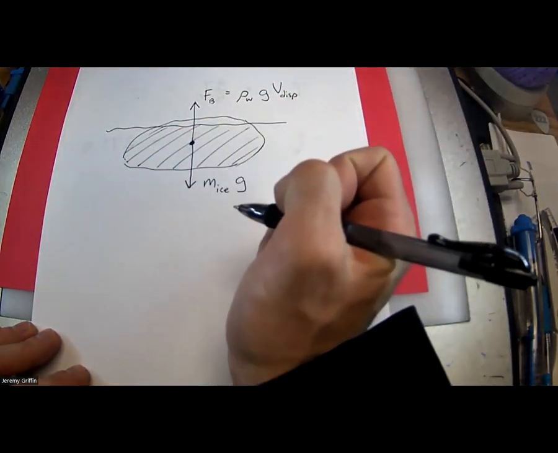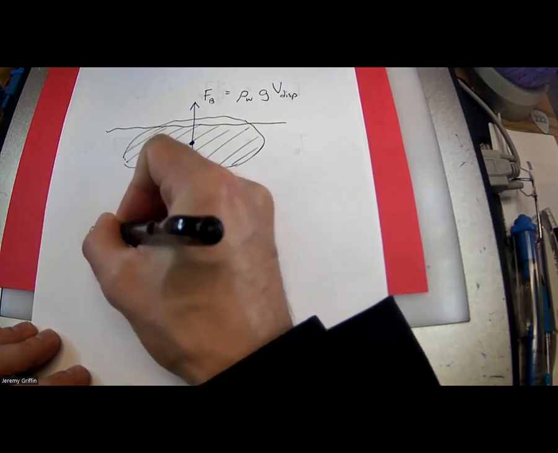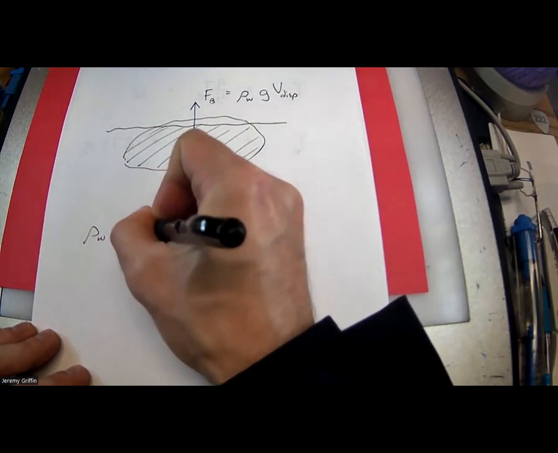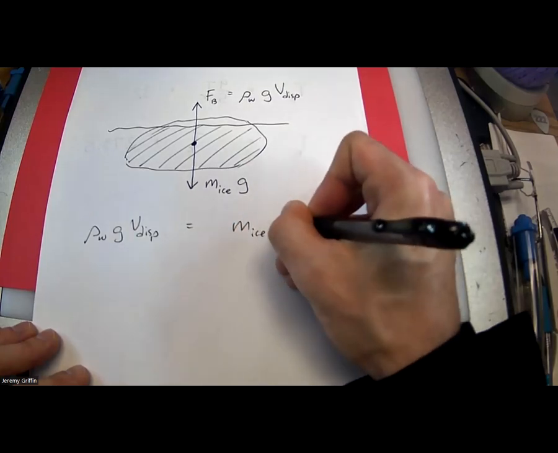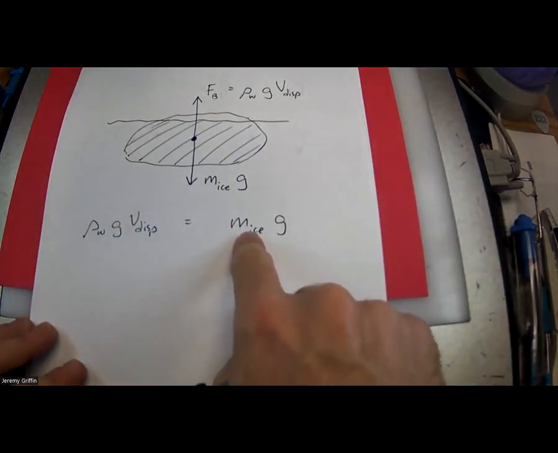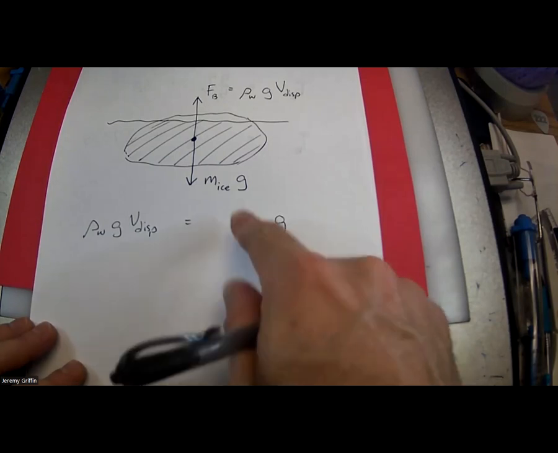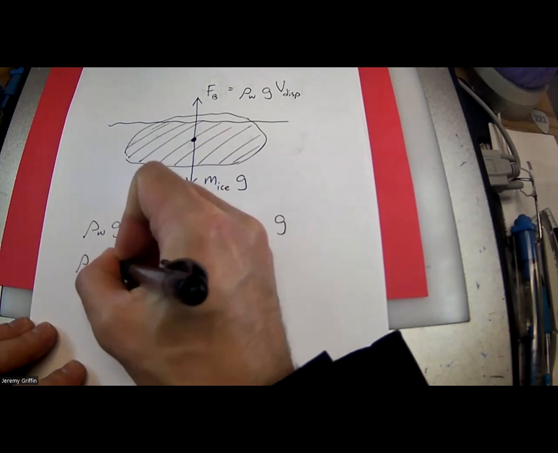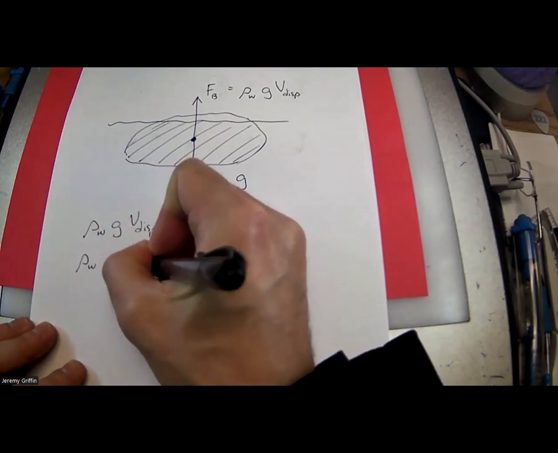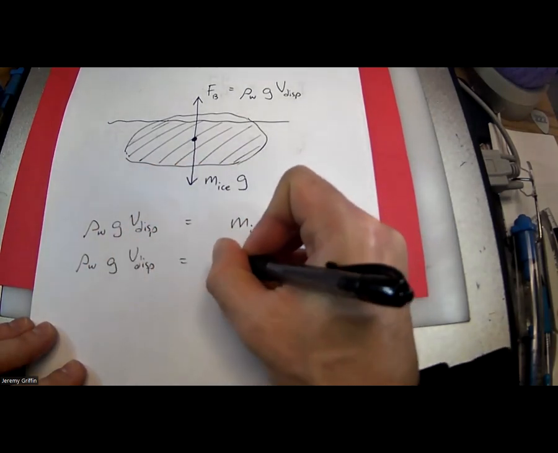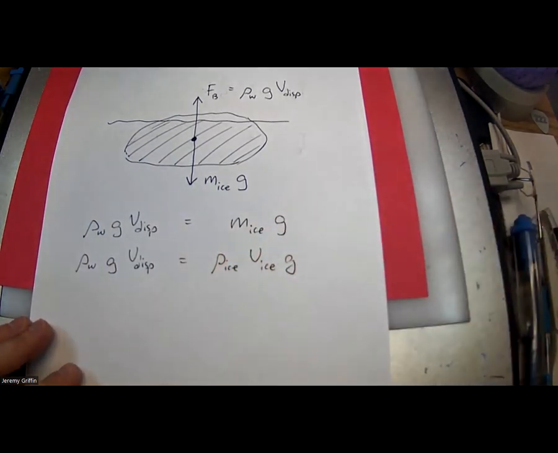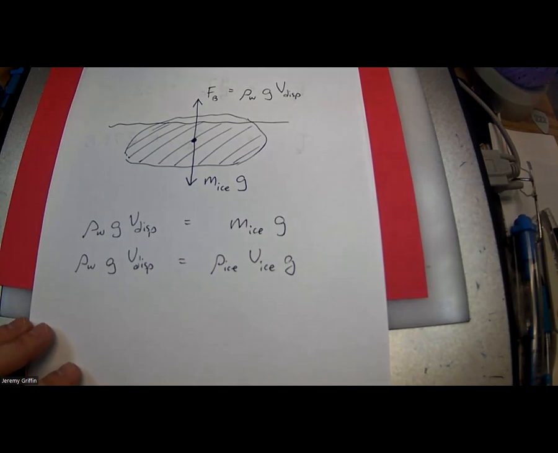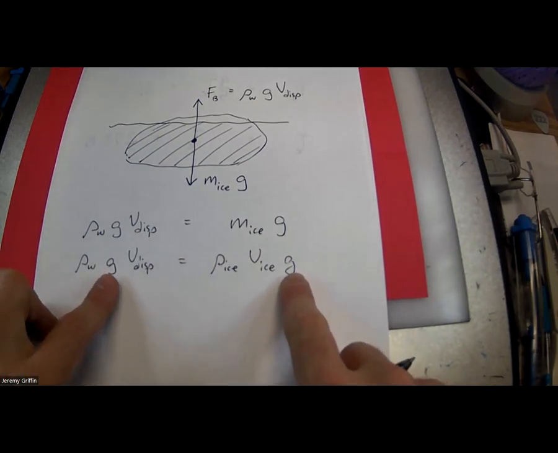So density of water times gravity field times volume displaced is equal to mass of the ice times gravity. Now I'm going to rewrite the mass of the iceberg in terms of its own density and volume. So density of water, gravity field, volume displaced is equal to density of the ice times the volume of the entire iceberg times gravity field. Is that right? Do you guys see the g cancels out?